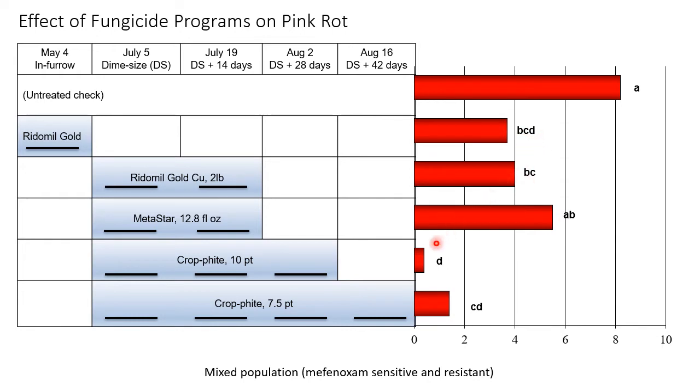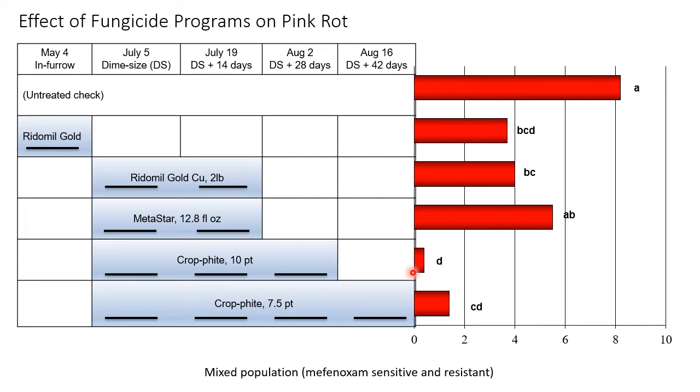What worked the best was using phosphite, which is a phosphorous acid or a phosphite, at 10 pints per acre 3 times, starting at dime-sized tubers and repeated on a 2-week interval. And that gave us the lowest amount of disease.